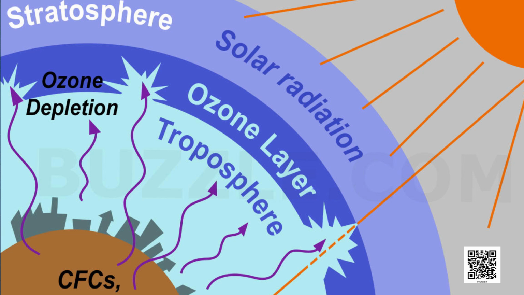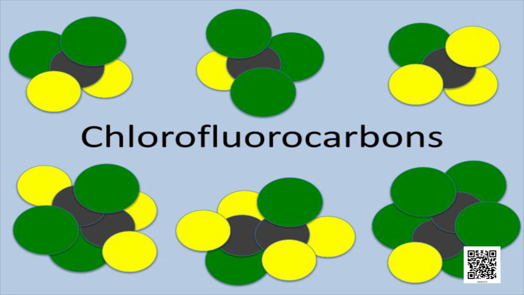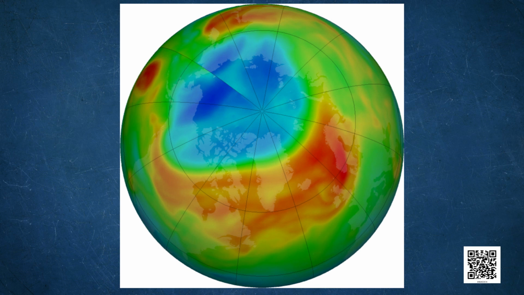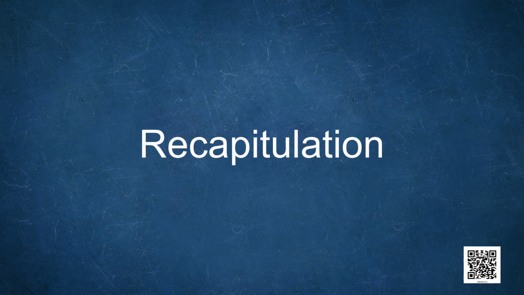Recently, it was discovered that this ozone layer was getting depleted. Various man-made compounds like chlorofluorocarbons were found to persist in the atmosphere. Once they reached the ozone layer, they react with the ozone molecules and resulted in a reduction of the ozone layer. And recently, they have discovered a hole in the ozone layer above the Antarctica.